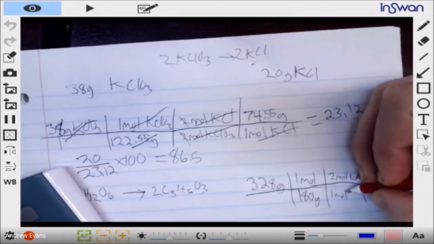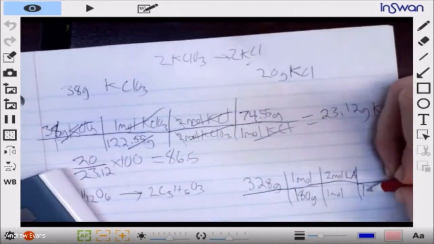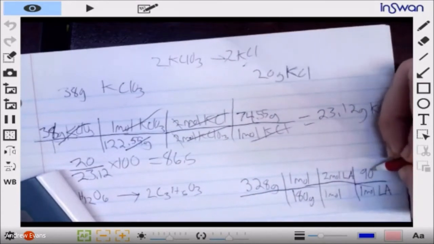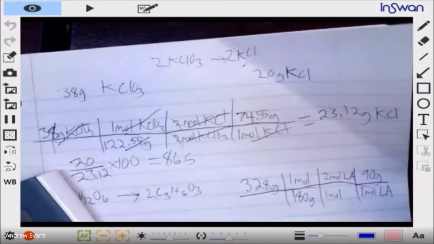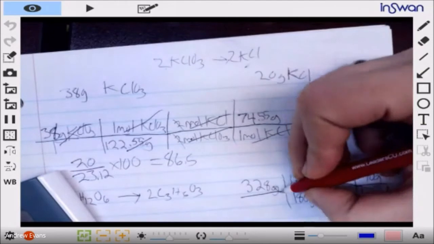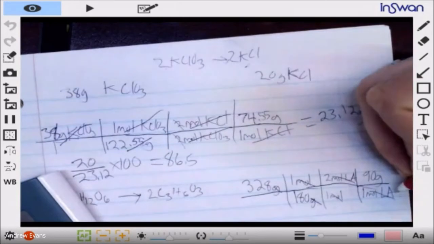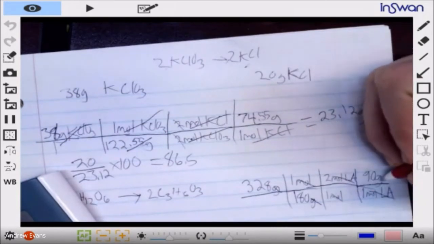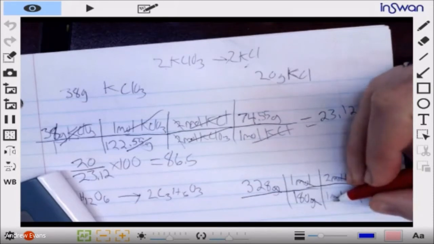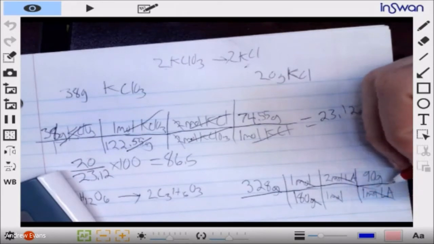And then C3H6O3, the molar mass of lactic acid, would have to be 90 grams. So when you're all said and done, you have 328 divided by 180 times 2 times 90. 2 times 90 is 180. So what do you have? 180 divided by 180, or essentially multiplying by 1.